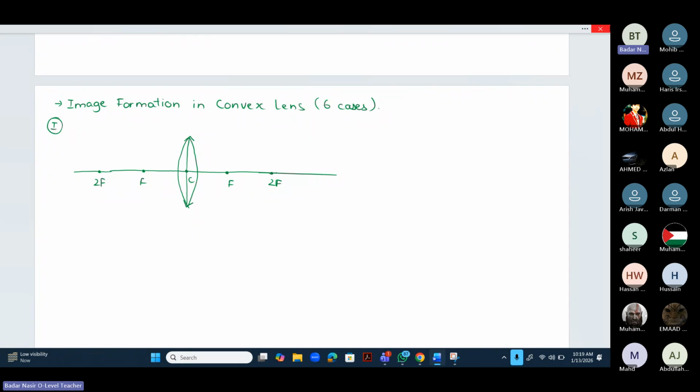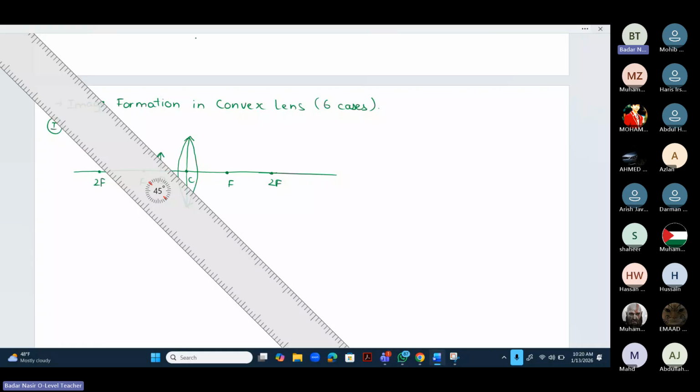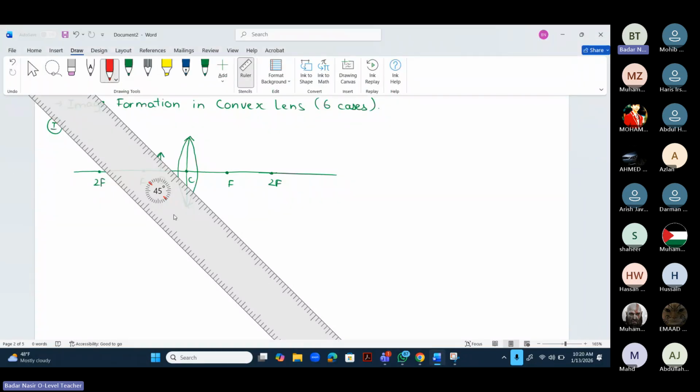Now, what will the case be? So we have this lens, and now you have an object. Case 1 is that the object is placed between the focal point and the optical center. So the first case is the object has been placed between the point F and the point C. Now let's see how we are supposed to draw the diagrams.